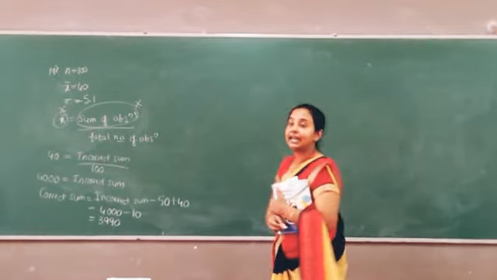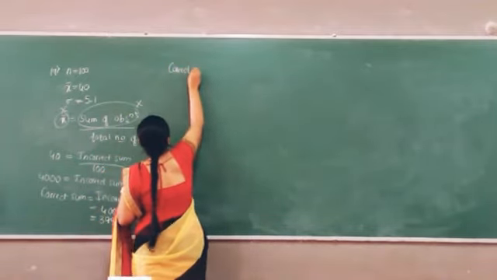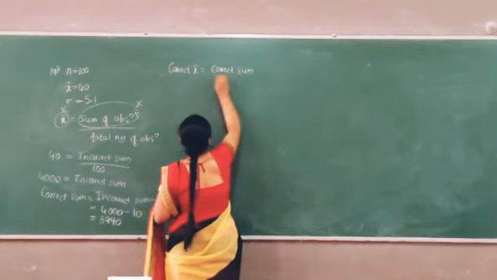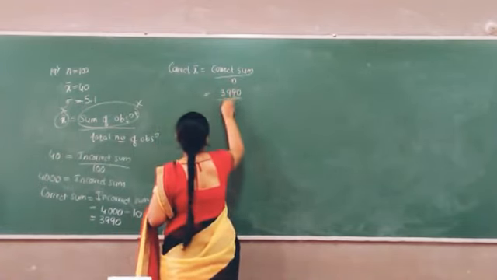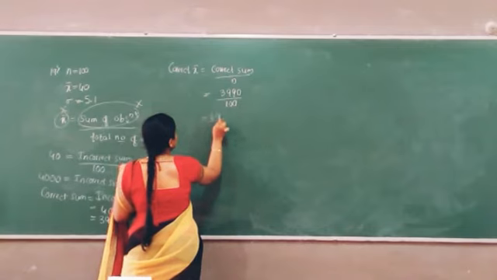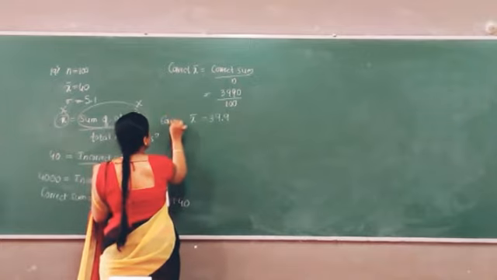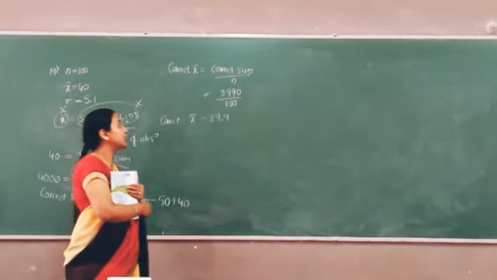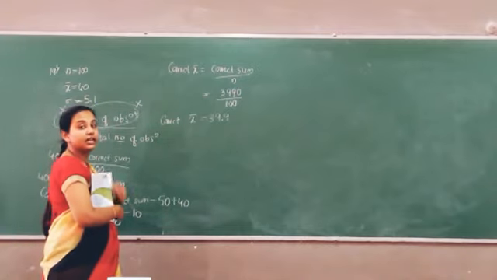Now we know our correct sum. We will calculate the correct mean. So the correct mean is equal to the correct sum divided by n. What is the correct sum? 3990 divided by 100. So when you calculate, how much will it be? It will be equal to 39.9. So this is the correct mean. So we have answered our first question, that is the correct mean. Now we need to calculate the standard deviation, that is the correct standard deviation, because this is a wrong standard deviation.